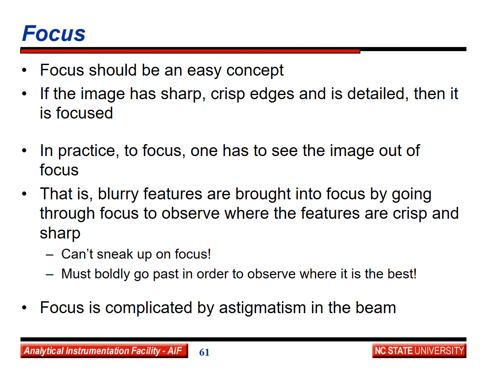Focus should be an easy concept. If the image has sharp, crisp edges and you can see detail, then we consider it to be focused. In practice, humans are comparative creatures. We have to compare things to understand what's bigger or less. So in order to focus, you have to see the image out of focus. That means that blurry features are brought into focus by going through focus in order to observe where the features are crisp and sharp. You cannot sneak up on focus. You must boldly go past in order to observe where it is the best.